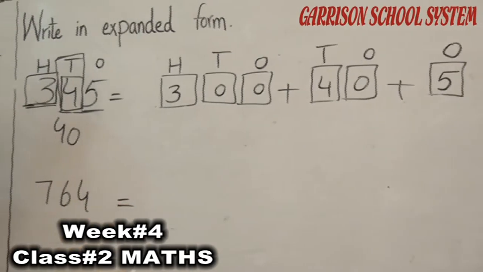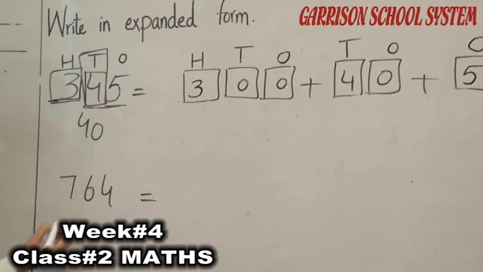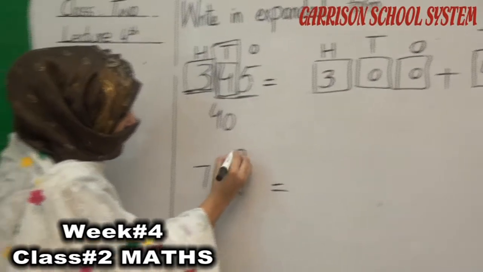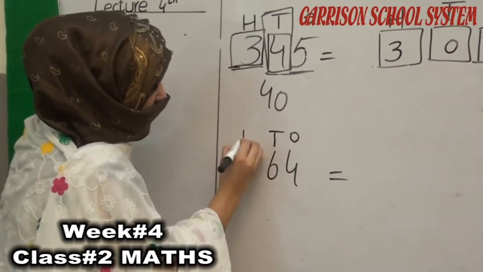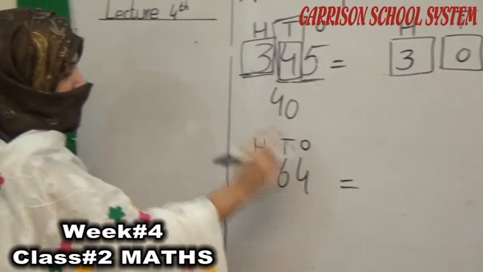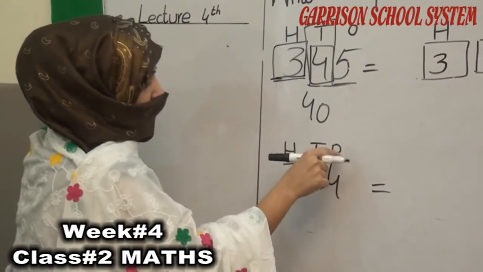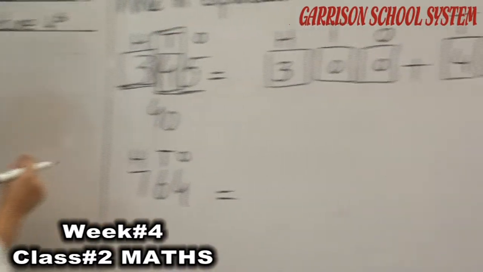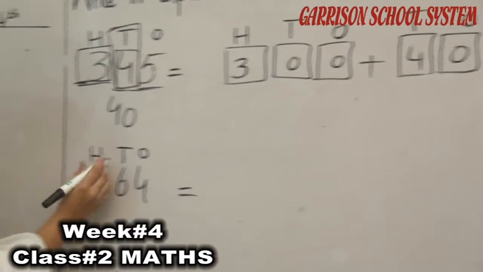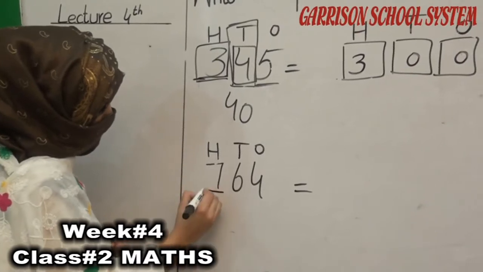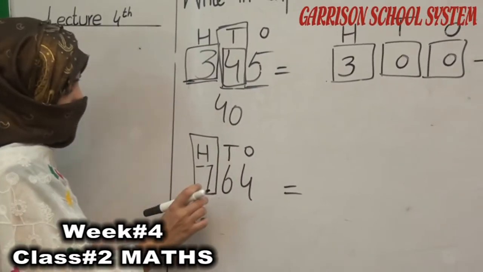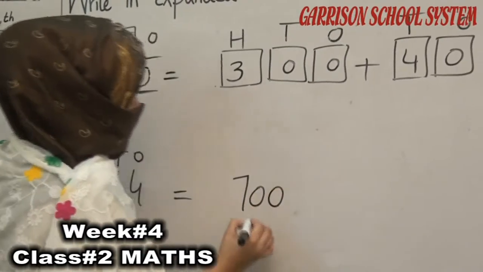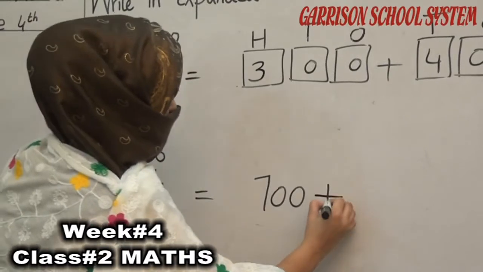Here is another example. 764. First of all, we have to write ones, tens, hundreds at the top of this number. Ones, tens and hundreds. As you can see, 7 is in hundreds place, so we have to write here complete 700. 700, sign of addition.